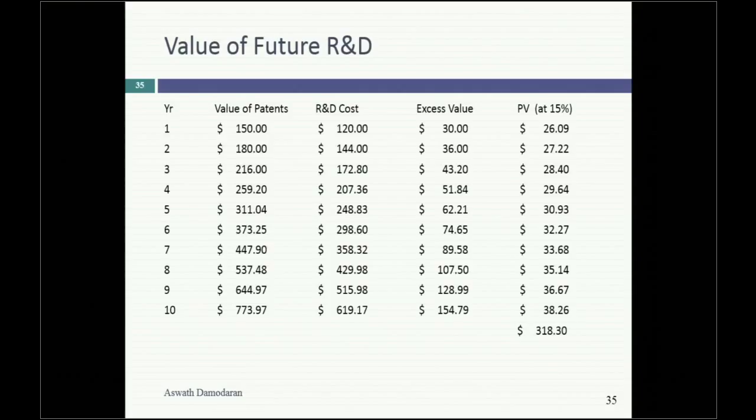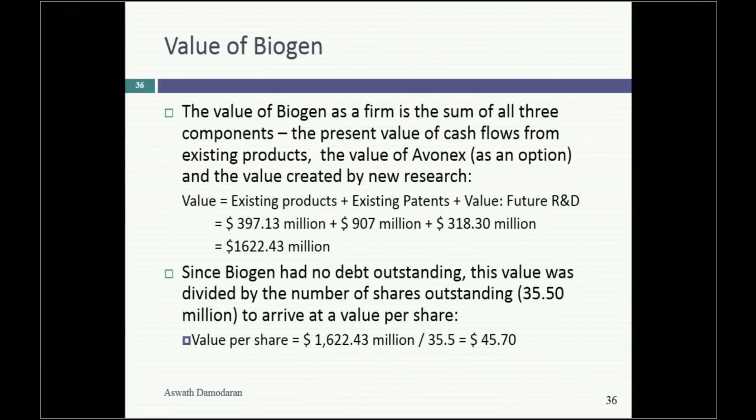I assume that at the end of 10 years, the game is over, that I can't continue to keep generating excess returns. I add up the present value of the value added each year at 15%, and the value added by my R&D department, at least based on my estimates, is $318 million. If I add the three numbers up, $397 million is the value of the licensing fee, $907 million is the value of Avanex as an option, plus $318 million, which is the R&D. The value that I get for the combined company is $1.622 billion.